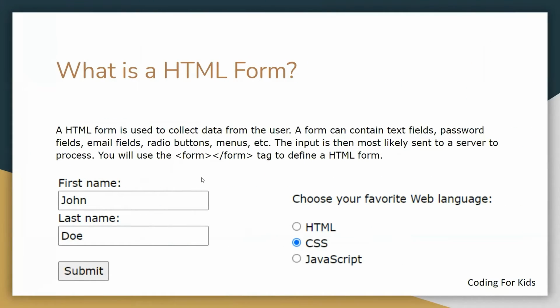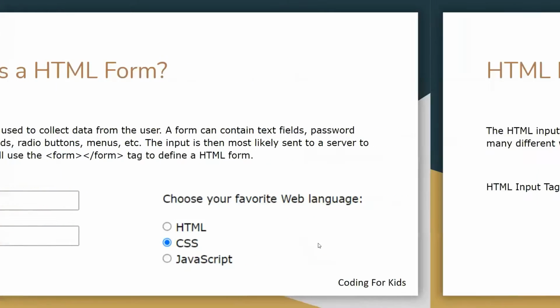A HTML form is used to collect data from the user. A form can contain text fields, password fields, email fields, radio buttons, menus, etc. The input is most likely then sent to a server to process your user information. You can use the form tag to define a HTML form. So you can see there are just some very small elements of a form. These are the text fields, also our submit button. We also have some radio buttons right here. So that is a HTML form.